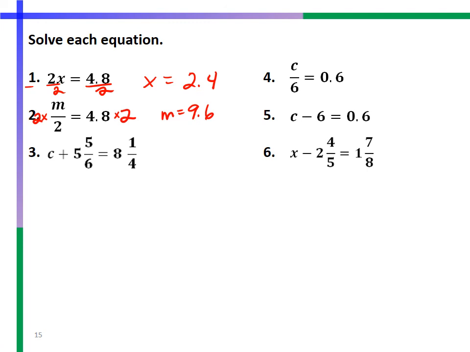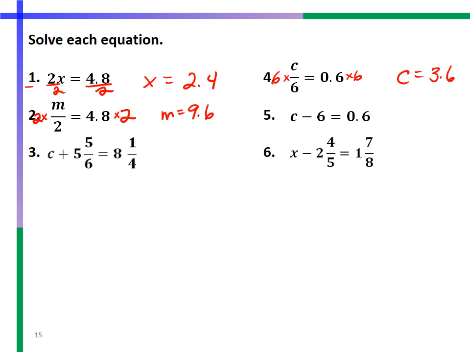I'm going to save 3 and 6 for last because those are fractions. So let's go over to 4. c divided by 6 equals 0.6. So I'm going to multiply both sides by 6. I'm just doing whatever the opposite of the operation is. So I can say that c is equal to 0.6 times 6, which gives me 3.6.